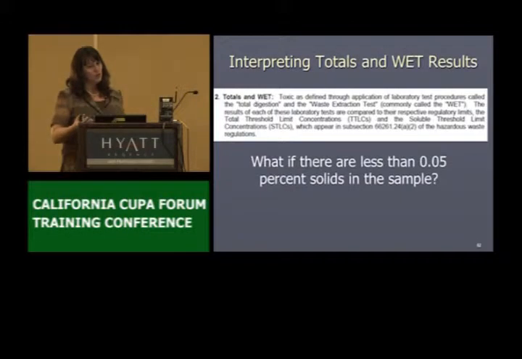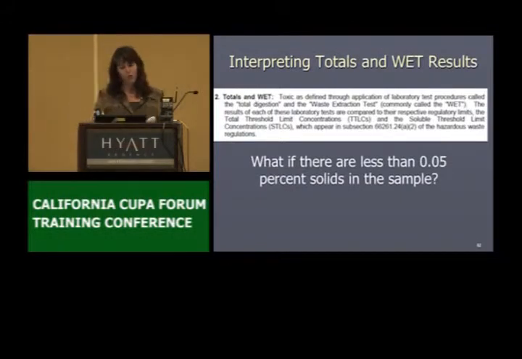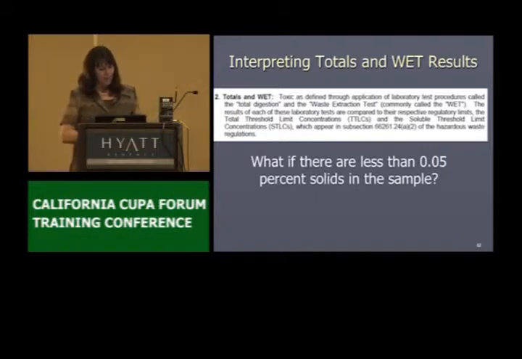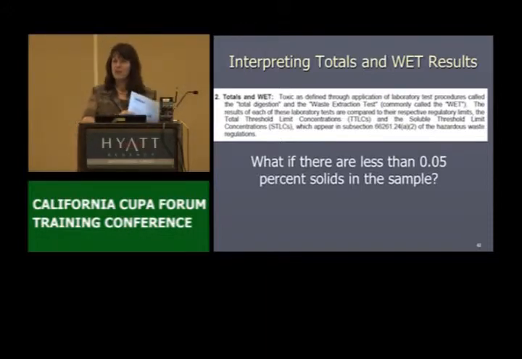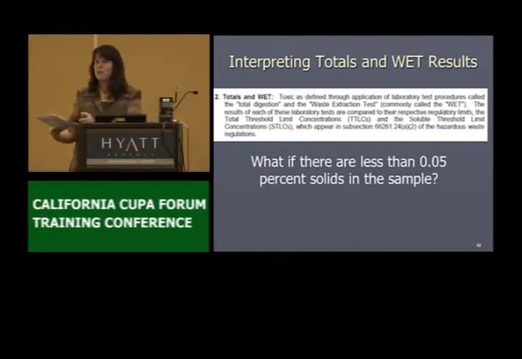Okay, so interpreting totals and wet results, and we're talking about California standards now. We've already talked about what TTLC stands for, total threshold limit concentration. That's the totals analysis. STLC is sort of similar to the federal test for TCLP. So they kind of go together, but one is a state test, one is a federal test.